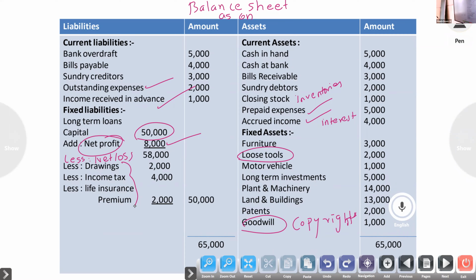Then one thing you have to remember: we have to prepare the trading and profit and loss account and balance sheet. Then the two sides of the balance sheet should be equal. It must be equal. If it is not equal, your answer is wrong. So at examination time, you can easily understand whether your answer is correct or not.